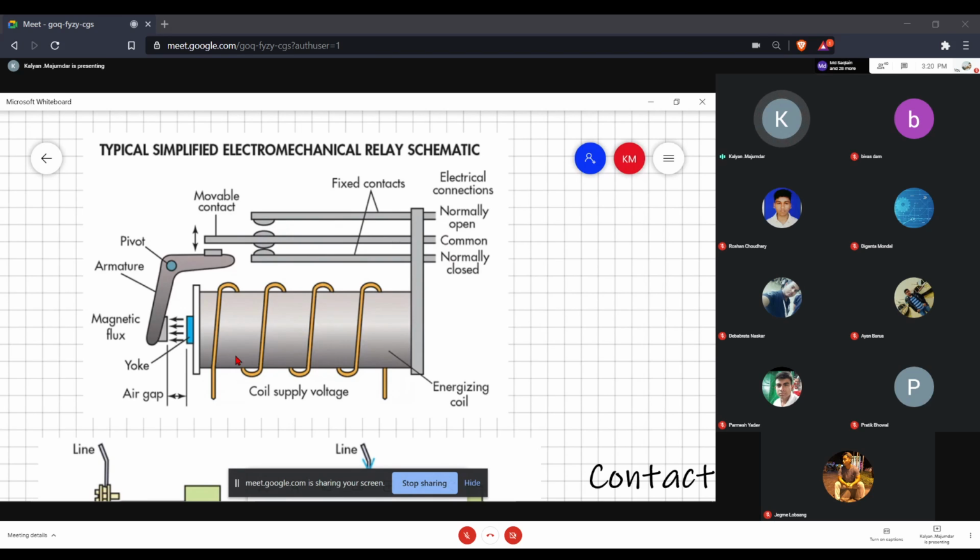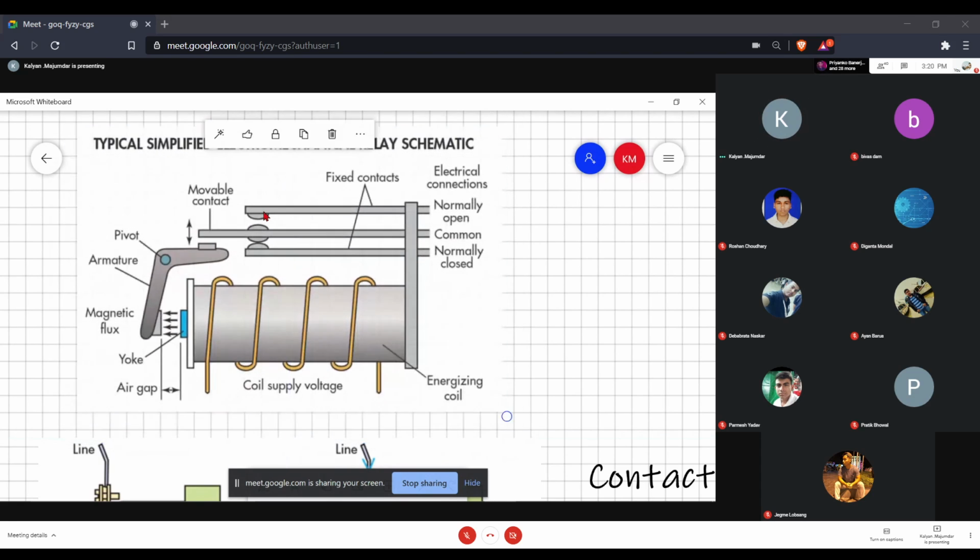Now, when you apply power to this particular coil, this behaves like an electromagnet. What happens is this attracts this magnetic material. So if it attracts, this moves downward, it moves inwards towards this electromagnet. So this whole structure rotates. If this moves inwards, this rotates, and this pushes this particular central movable contact upwards until this closes.